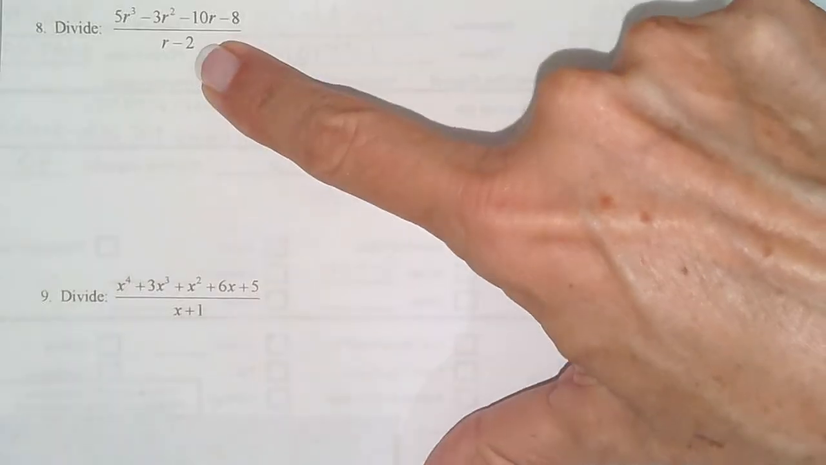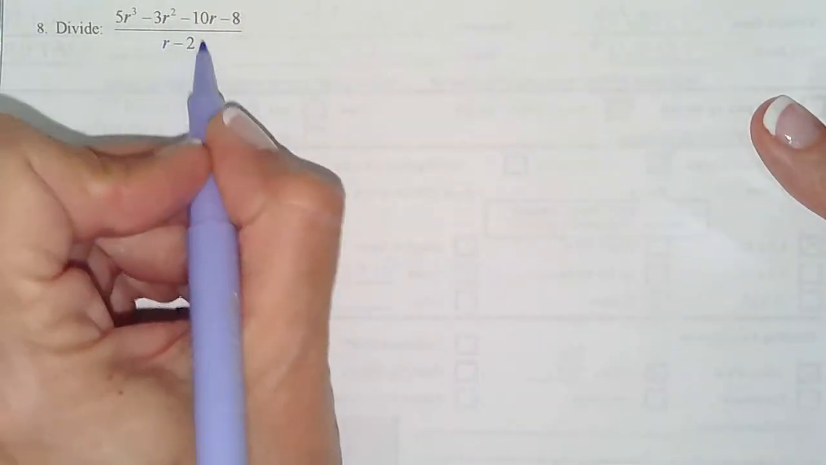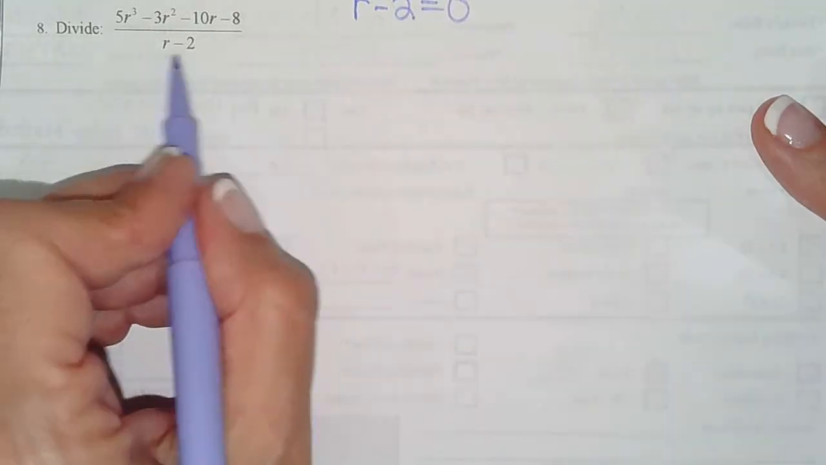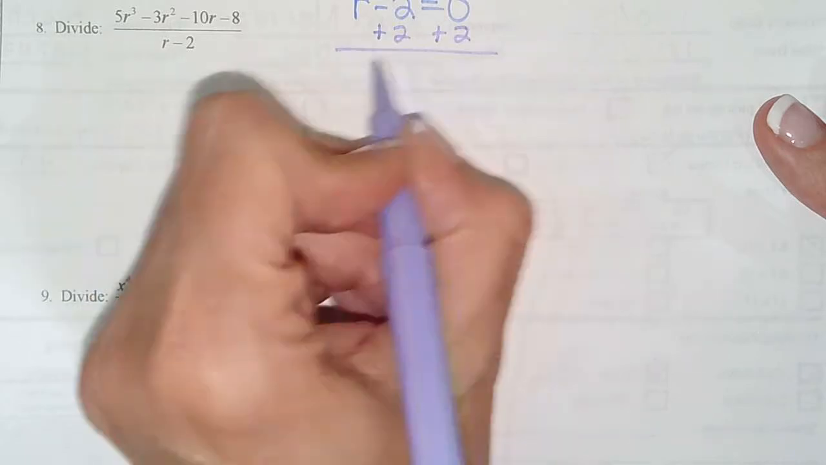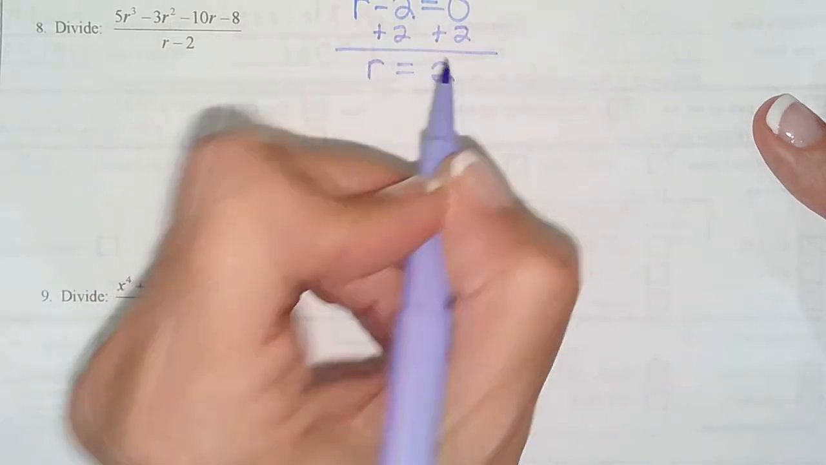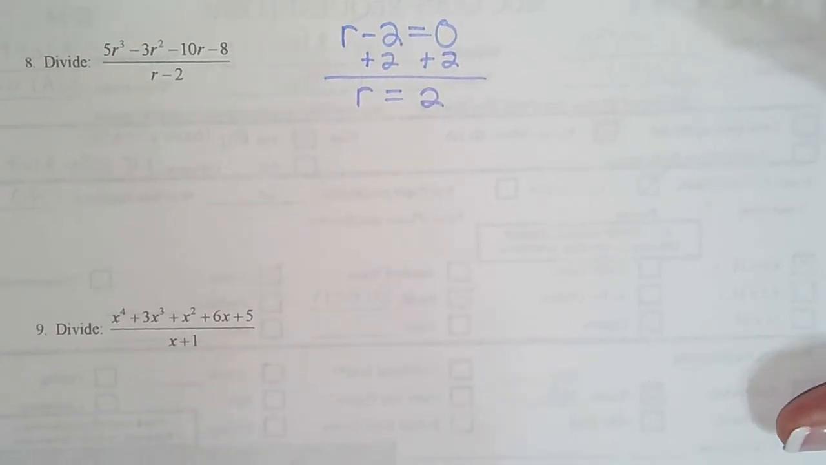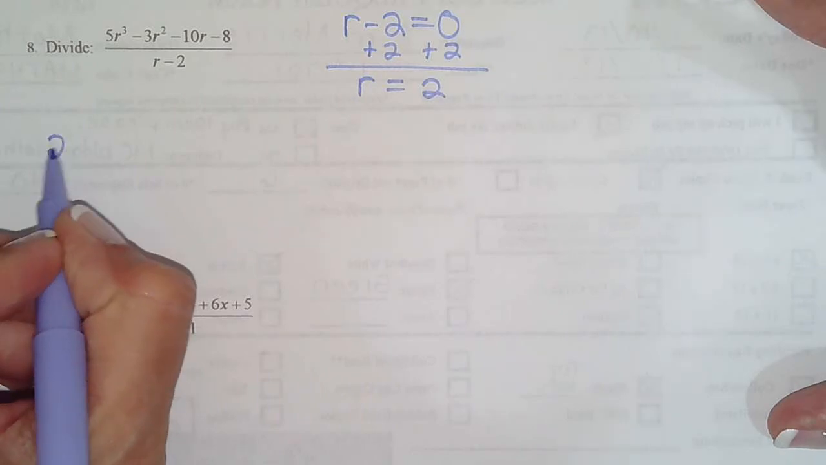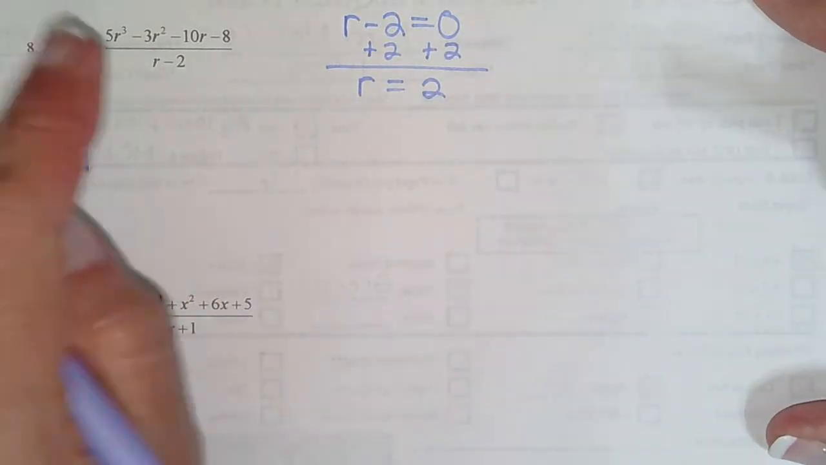Okay, so step number 1, decide what the divisor is. So you take the divisor and you set it equal to 0. What will make that divisor 0? So you add 2, so r equals 2. So that's step 1, because you need to decide what the little number is going to be in front of the box. So 2 in the box, that's my divisor.